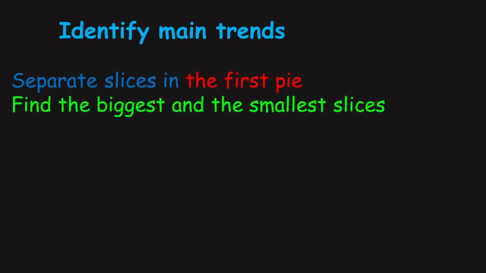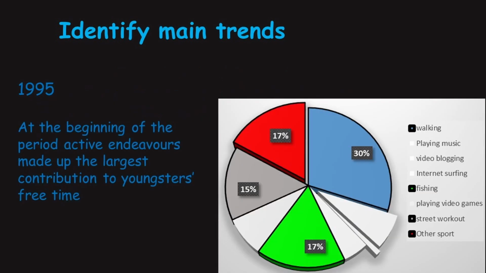Looking at these pie charts, we need to visually separate the slices for the biggest and smallest. Straight after the separation, we can see that at the beginning of the period in 1995, walking, fishing, street workout and other sports were the biggest slices. That's why we can group these activities and call them active endeavors.